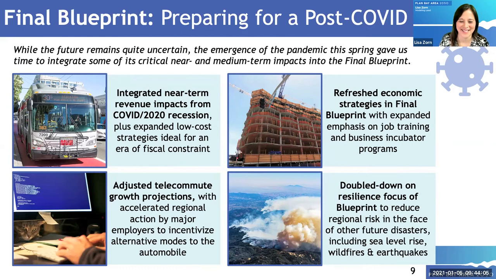We also had a chance to recalibrate the economic strategies from the draft blueprint with additional strategies explored during Horizon that are essential in times of weaker economic conditions. And we worked with the California Air Resources Board, or CARB, to adjust baseline telecommute projections. We then further accelerated telecommute adoption through flexible strategies to shift folks out of their cars. Lastly, we doubled down on the resilience focus of the draft blueprint with expanded strategies for other types of natural disasters, including wildfires, earthquakes, and more.